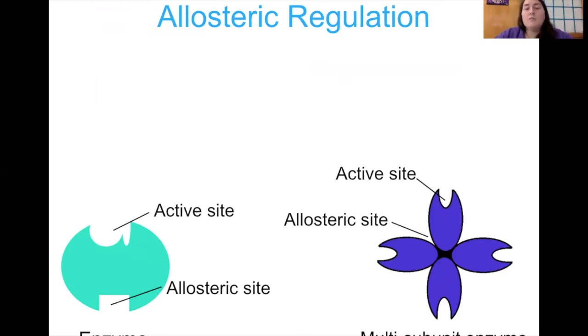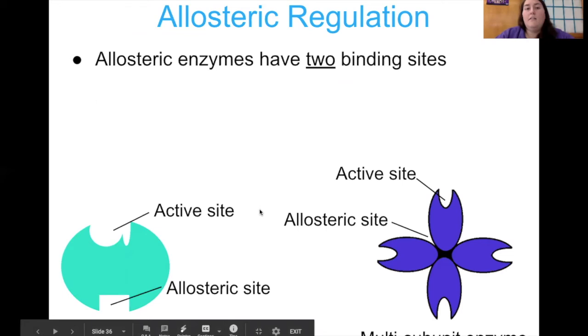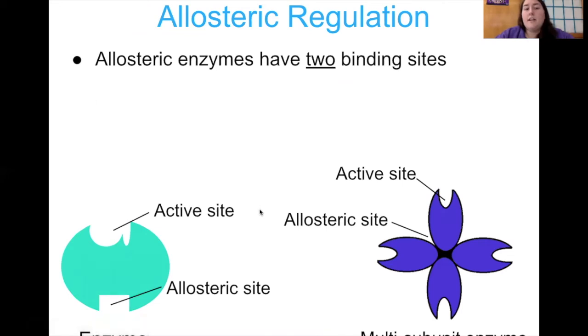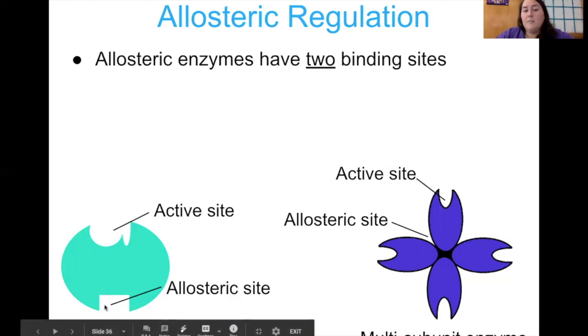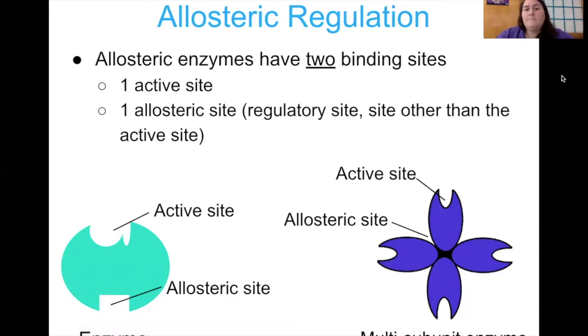Okay, and so allosteric regulation, or active site regulation. Allosteric enzymes have two binding sites. Okay, we have that inhibitor binding site or the allosteric site, and then we have the active site. And so that active site is where the substrate goes. The allosteric site is the regulatory site. That's where the regulatory enzyme or regulatory substrates are bound.